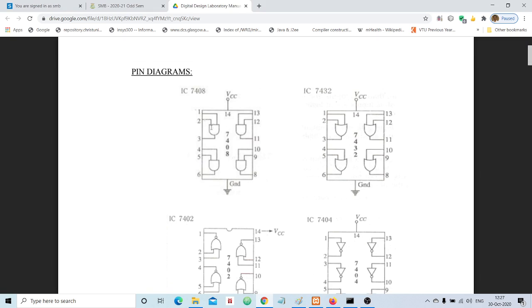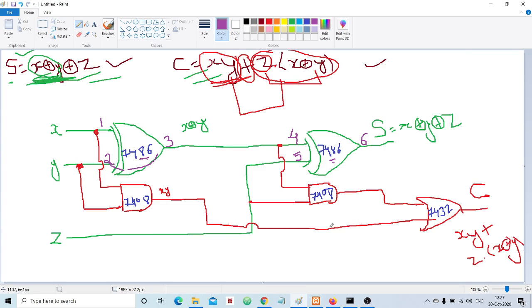So for the first two input bit AND gate, according to the 7408 IC, input pin numbers are 1 and 2, output pin number is 3. For the second one, 4 and 5 are input, 6 is the output. Why did I directly jump into the second one? Because look at this logic diagram. We need two input bit AND gates. That's why I referred to two AND gates.